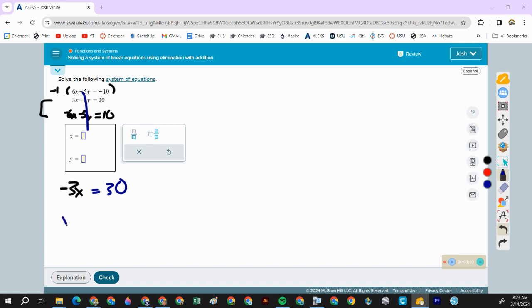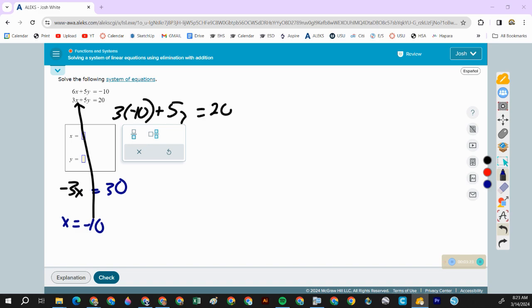Divide by negative 3. X is negative 10. And I stick that into any equation I want. 3 times negative 10 plus 5y equals 20. So this is going to end up being negative 30. So I will add 30. 5y equals 50. Divide by 5. Y equals 10. Negative 10, 10 is my solution set.